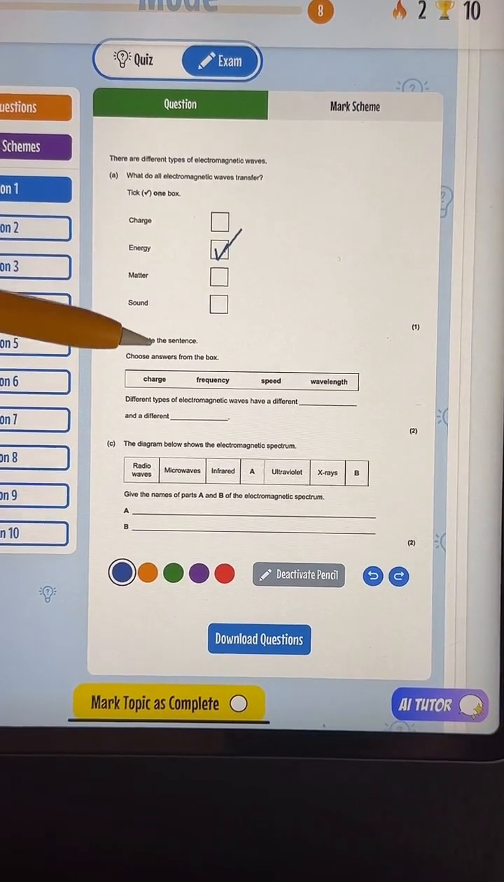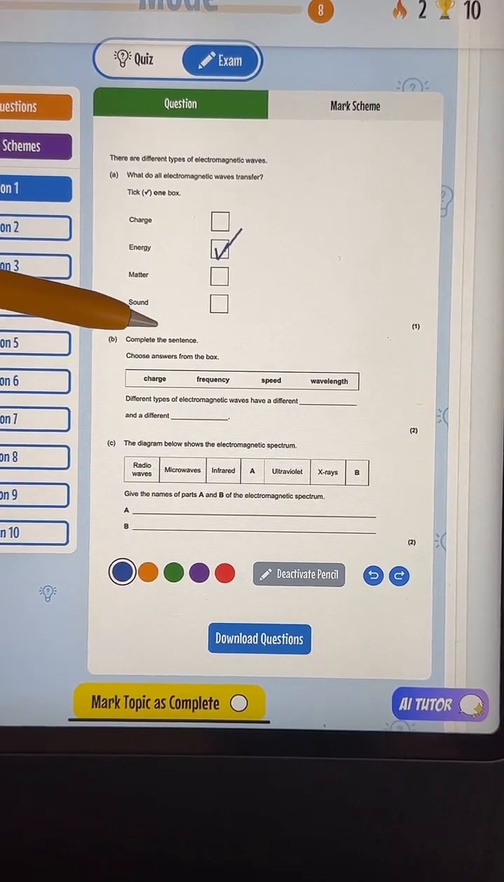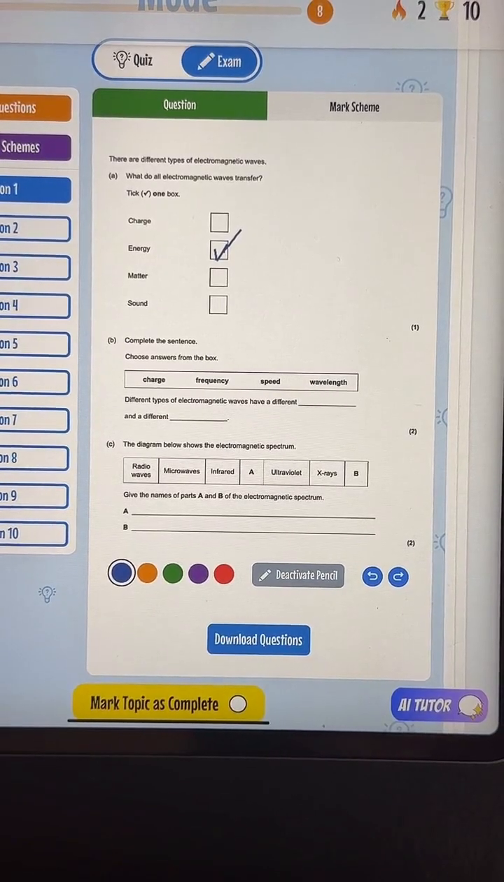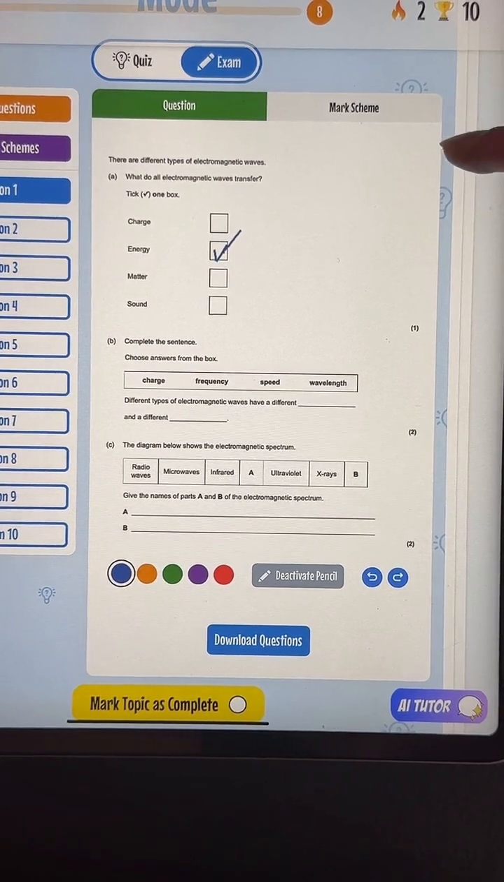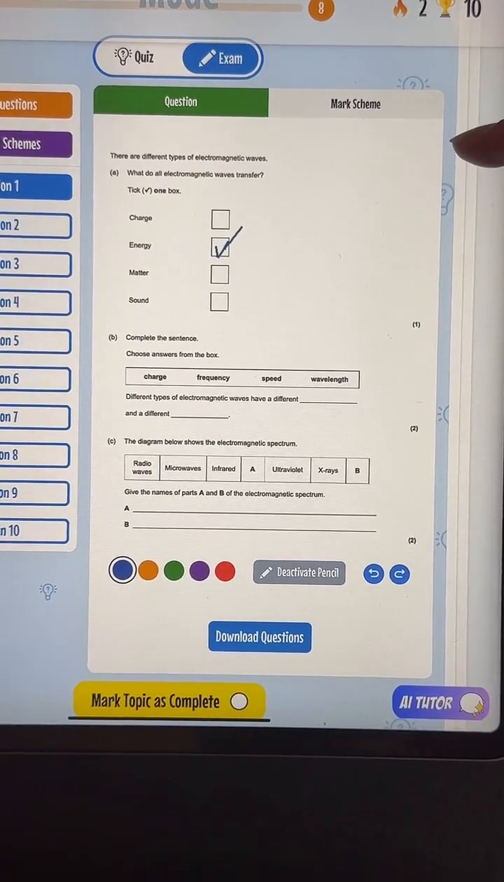So, second question. Complete the sentence. Choose answers from the box. Different types of electromagnetic waves have a different blank and a different blank. I'll come back to this question, as Rupesh has another question. I'll just answer that quickly.